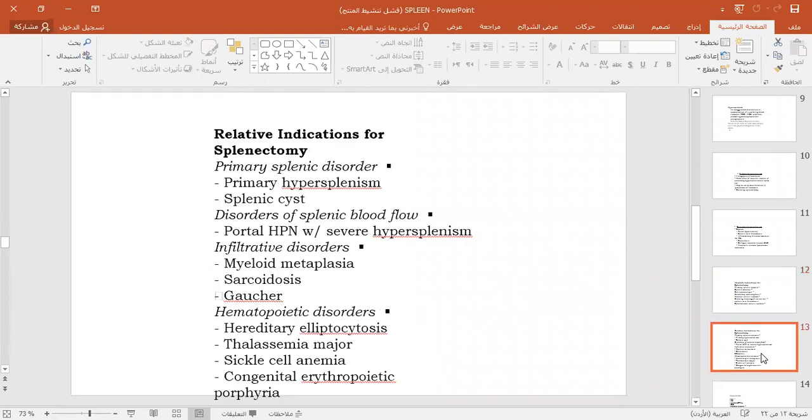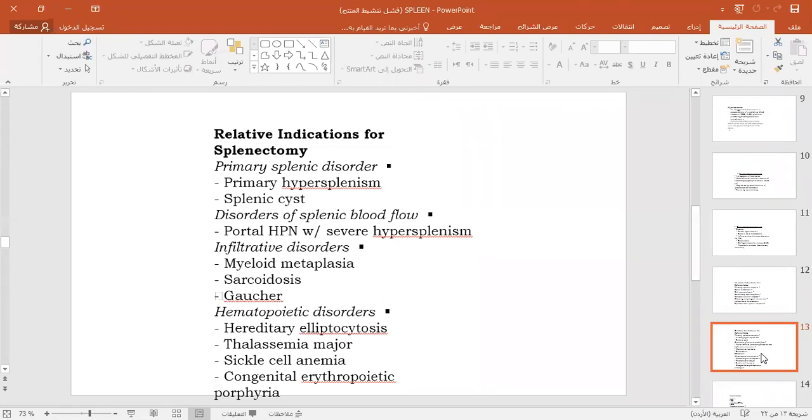Relative indications of splenectomy. Primary splenic disorder like primary hypersplenism, as we said. Splenic cyst, disorder of the splenic blood flow like portal hypertension with severe hypersplenism. Infiltrative disorder like myeloid metaplasia, sarcoidosis, Gaucher disease, metabolic disease, hematopoietic disorder like hereditary elliptocytosis, thalassemia major, and sickle cell anemia.